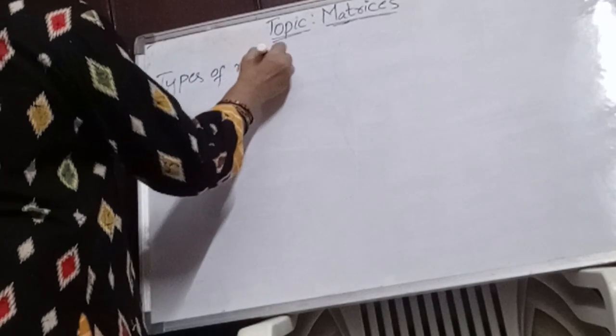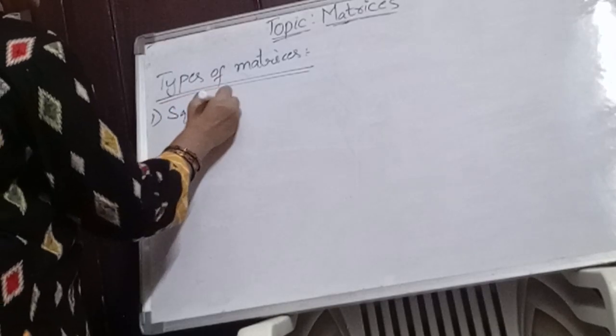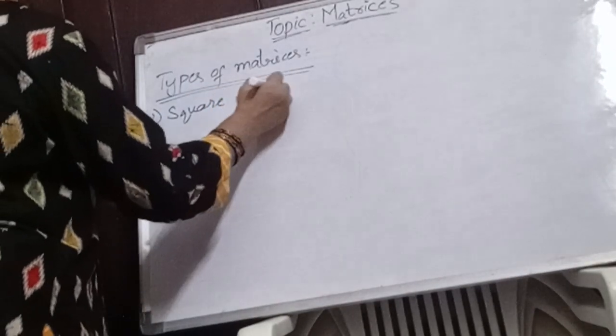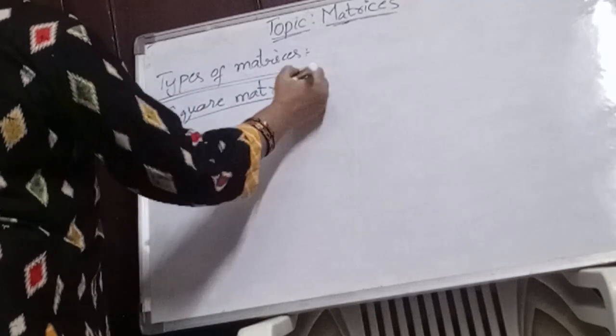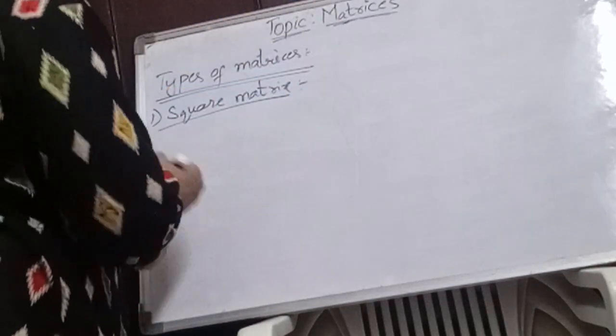Next, types of matrices. First one is square matrix. Let us see directly an example. After seeing that, we will understand it easily.